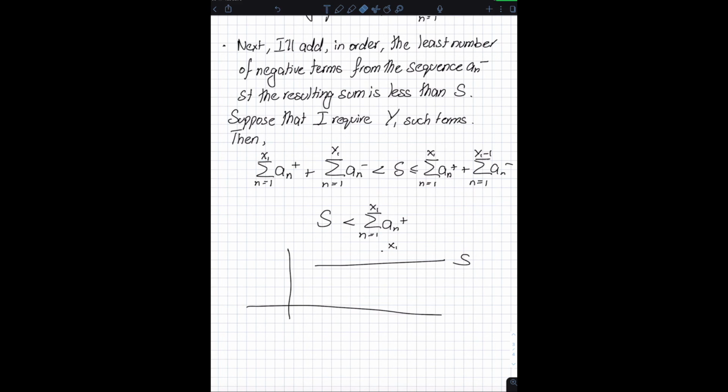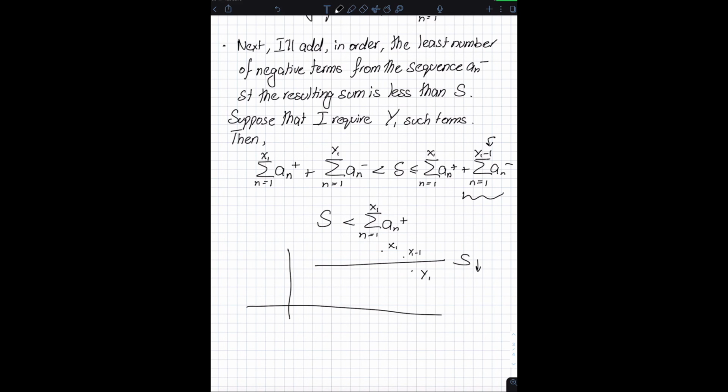Okay, once I've done this, I'm going to start subtracting off terms. Now I'm assuming that I need an additional y1 terms to make sure that my entire sum is now slightly less than s. That means if I've just subtracted y1 minus 1 terms, my sum is still larger than s. And that's what's happening over here. When I have added up y1 minus 1 terms, my sum is something that is still larger than s, or of course it's equal to s.